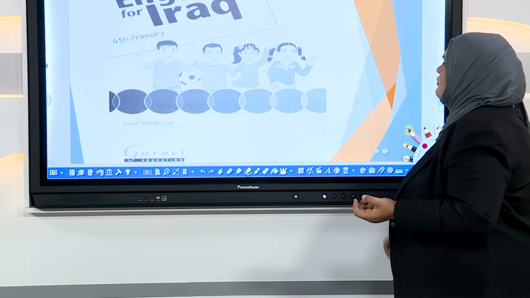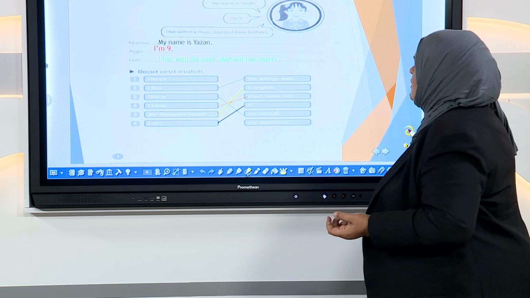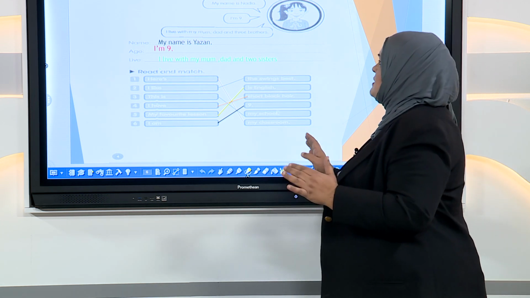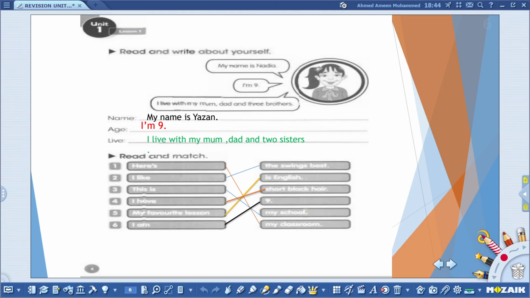Yes. Let's move to the activity book. What can we say here? Read and write about yourself. What does Nadia say? My name is Nadia. I'm nine. I live with my mom and dad and three brothers.